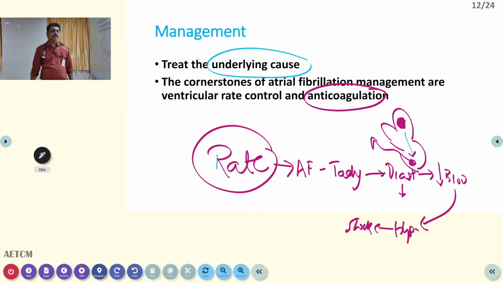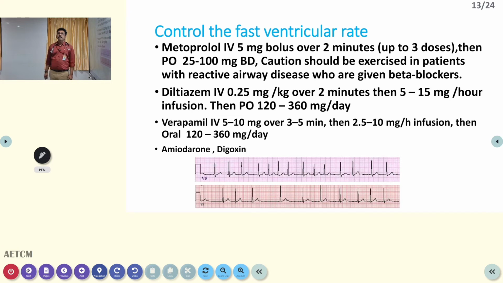So you have to prevent that clotting. Anticoagulation is also required there. So controlling the rate is very important. To control the rate, you can use two important drugs. Either metoprolol, which is a beta blocker and controls the rate, or diltiazem, which is a rate-limiting calcium channel blocker. So both drugs you can give.